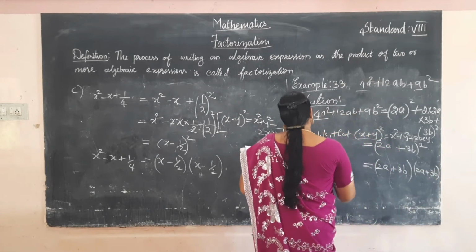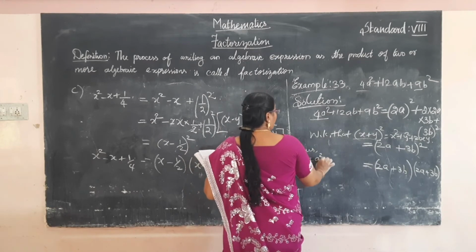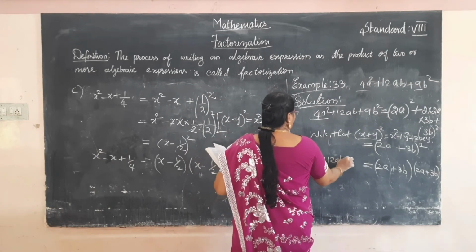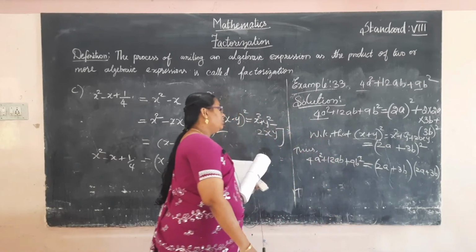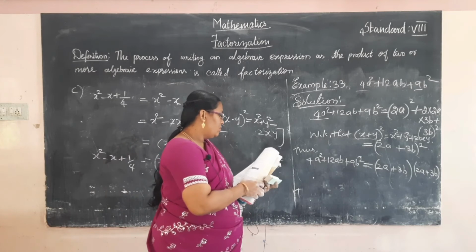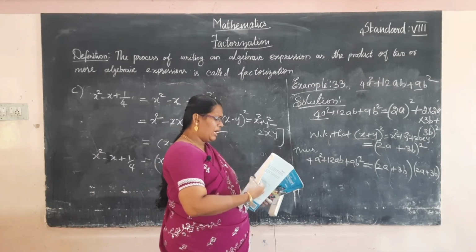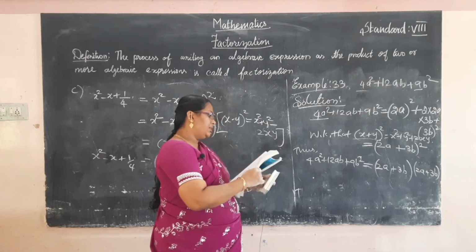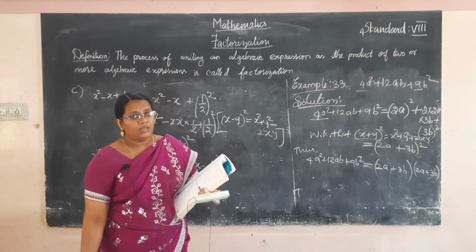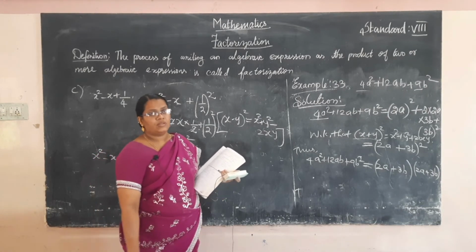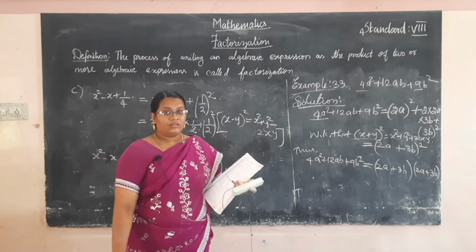The factor of 4a square plus 12ab plus 9b square is equal to 2a plus 3b into 2a plus 3b. In your book there is a different method: splitting the middle value and taking the common factor outside. That method you can also use. You can use any one of the methods and find the factorization.